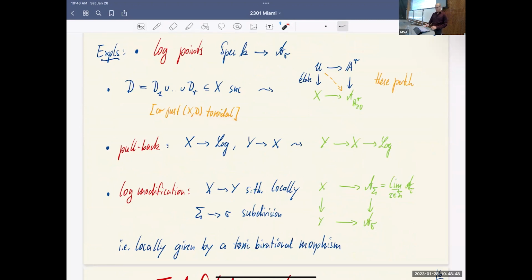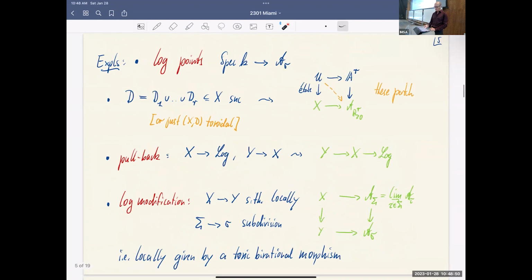Then you can also easily say what the pullback log structure is: if you have a log structure on X and a map from Y to X, you just compose. So in particular, on a central fiber of a normal crossings degeneration, you get a log structure, and it will just tell you what these maps to these stacks are locally. Now, one reason I'm discussing this, I want to explain to you what a log modification is.